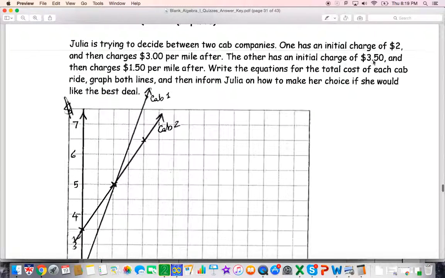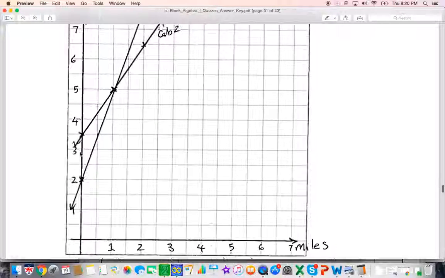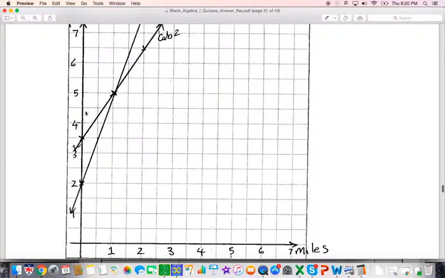Okay, wait, let's make sure I'm right here. The other has an initial charge of $3.50 and then charges $1.50 per mile after. Okay, so $3.50 is here. Then we go up 1.5 and over 1. I think I was counting wrong before because 1 is actually bigger than I thought it was. But you get the point. So it starts at $3.50, then goes up $1.50 and over 1.